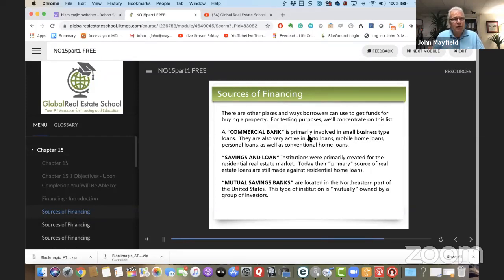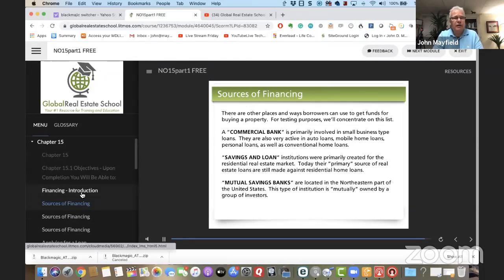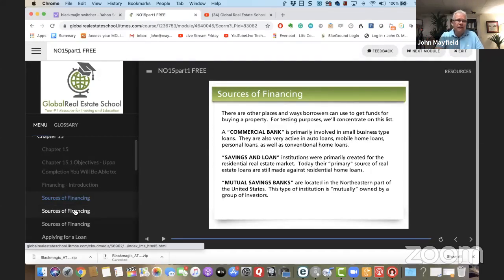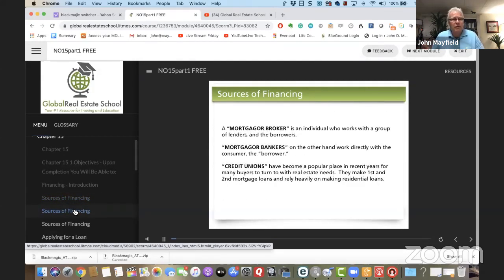If you saw a question that said, which of these primarily makes single family residential home loans, I would go with savings and loans. That would probably be your choice right there. Mutual savings banks, I don't think it's located in the northeastern part of the US, and I don't think you'll see that on the exam.